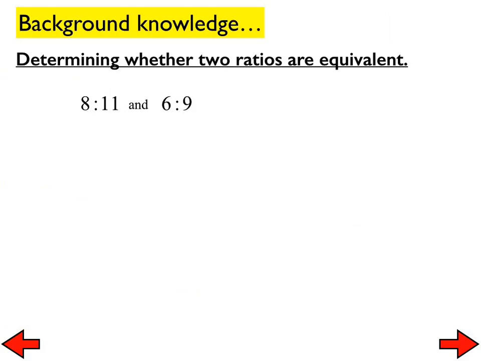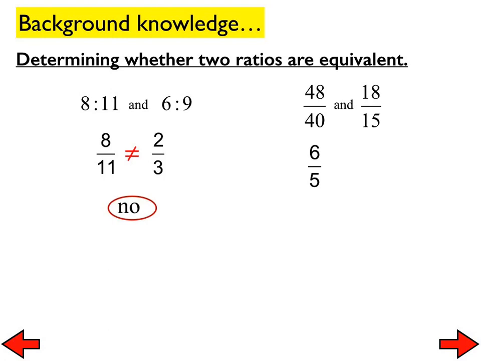So, a little bit of background knowledge. This was something that I just mentioned. A few lessons ago, we learned how to determine whether those 2 ratios were equivalent or not. And if they are, then they are proportional. Well, these 2 are not, and that means that that is not a proportional situation. Whereas here, if we simplified both of them, they both simplify to 6 over 5, that means those 2 are proportional to each other.